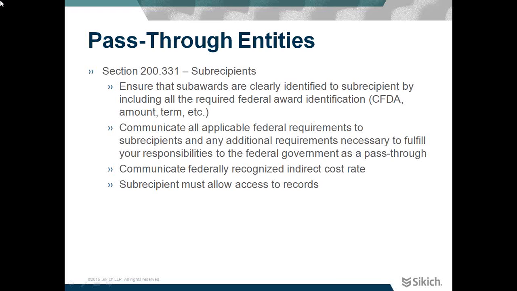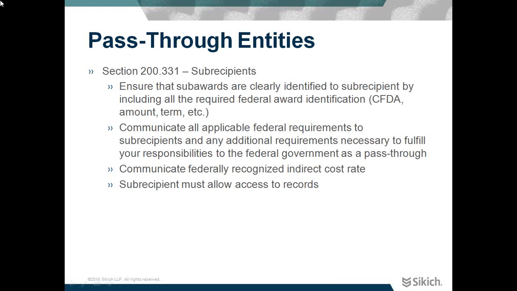Other things to note too, the pass-through entities really need to ensure that the awards are identified and communicated to the subrecipient, making sure that the proper CFDA number and the proper amount and terms are included. They would need to make sure that they communicate all the federal requirements to the subrecipients. As I mentioned, anything that's allowable, not allowable. Any additional requirements, oftentimes there's additional reporting that has to be done. Those have to be clearly communicated to the subrecipient. Once again, if they have a federally recognized indirect cost rate, that's communicated. And really, the subrecipient always has to be able to allow access to the records.